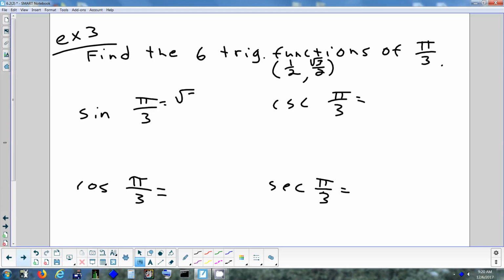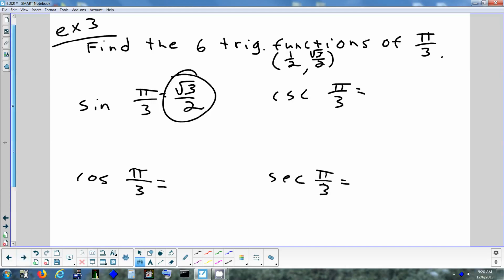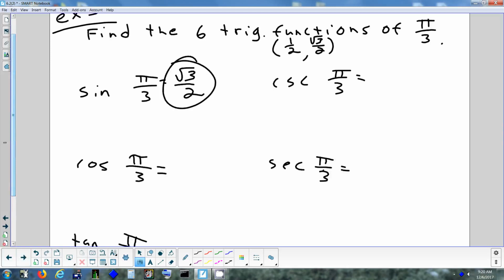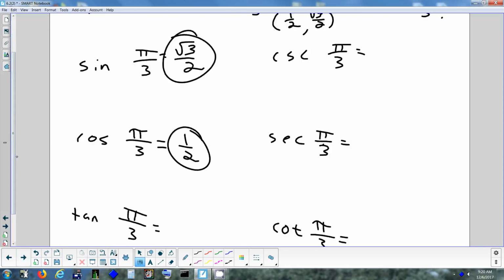Yep, square root of 3 over 2. Okay, Rebecca, the cosine? 1/2. And the tangent is when you divide the sine and the cosine, divide the y and the x, the 2's cancel, you just get the square root of 3.